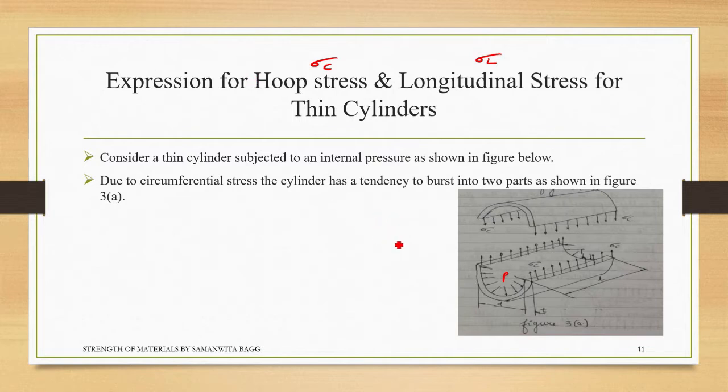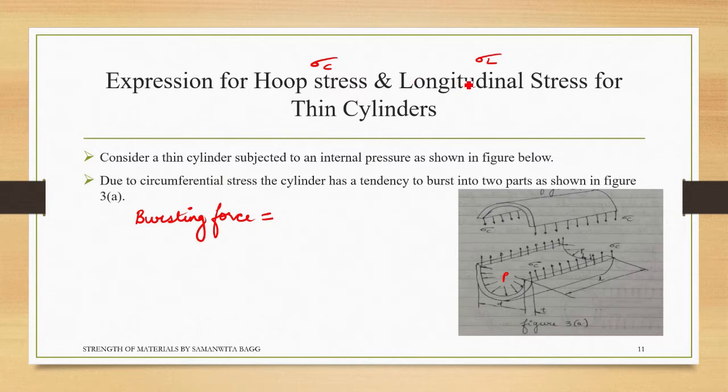Now why is it called so? Because when this pressure is applied, you can see a change in the diameter. When the diameter changes, the circumference is also affected. Hence, it is named circumferential stress. Due to circumferential stress, the cylinder has a tendency to burst into two parts as shown in figure 3a. Now, we will talk about the bursting force which is caused by this pressure P.